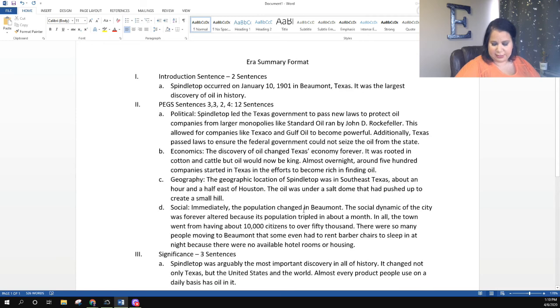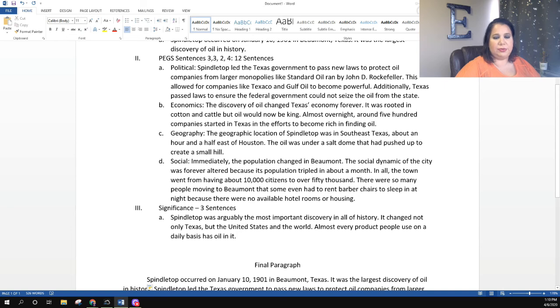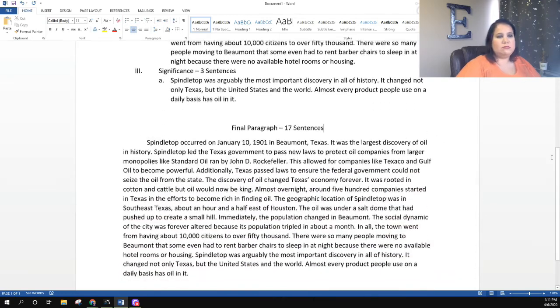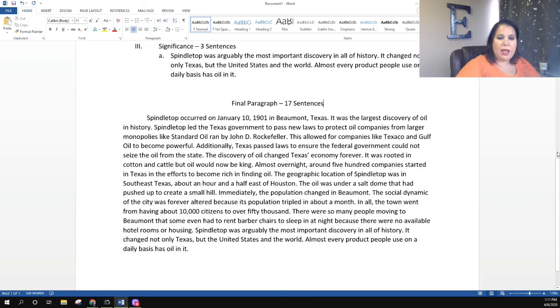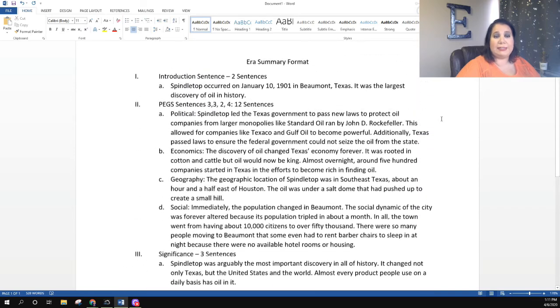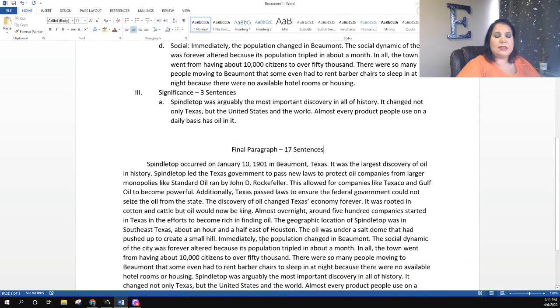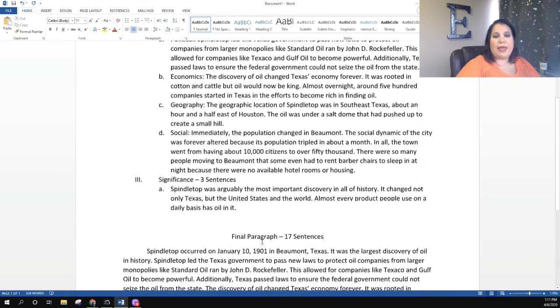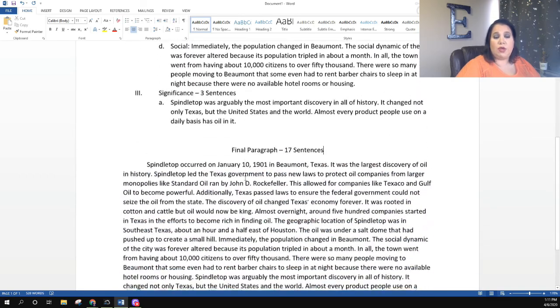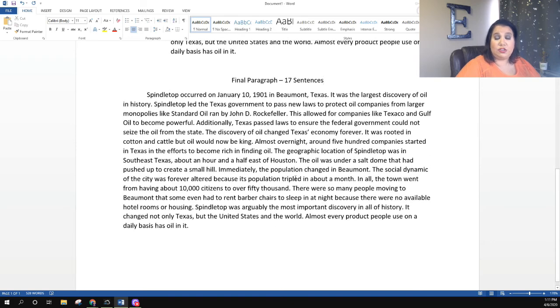Alright, so let's count up how many sentences we had all together. So 2 plus 12, that's 14, plus 3, that is 17 sentences. And this took us roughly 10 minutes to do, okay? So this is what I am expecting. If it helps you to lay it out in this outline format first, then do that. If you don't need to do that, then don't do it, okay? But this is the format that I'm expecting you to follow. So when I get your paragraphs, this should be what it looks like.